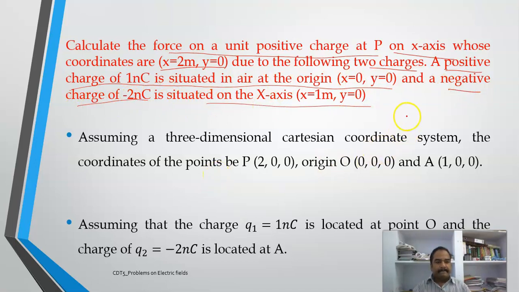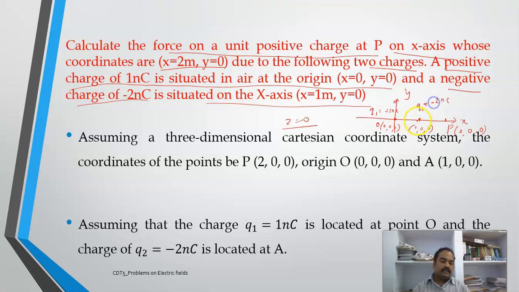See how the figure will be. The figure will be like this. Here also, z-axis is not mentioned, so I will take it as 0 by default. So this is x-axis, this is y-axis. Once there is a point P, its coordinates are x coordinate is 2, y coordinate is 0, and z is by default 0. And he says a positive charge is situated in air at the origin. So I'll take it as O, origin, 0, 0, 0. Here there is a positive charge plus 1 nanocoulomb. And he says there is another charge, Q2, at 1, 0, 0, and it is minus 2 nanocoulomb.